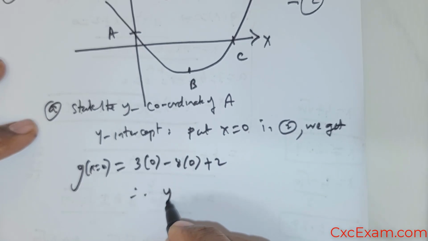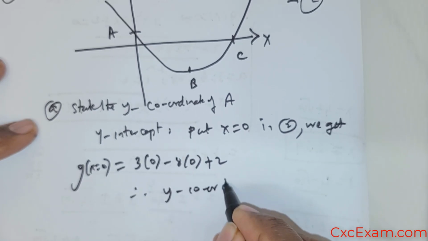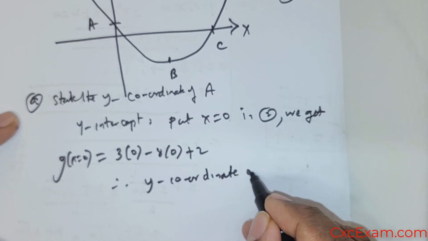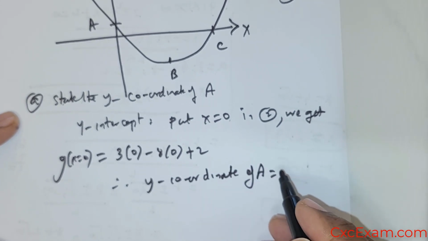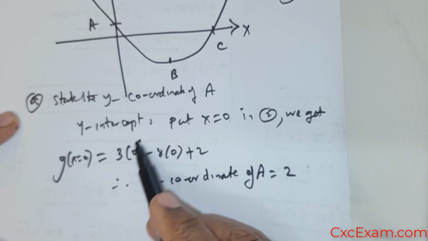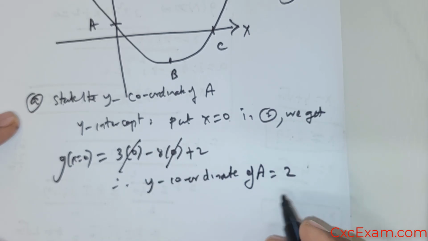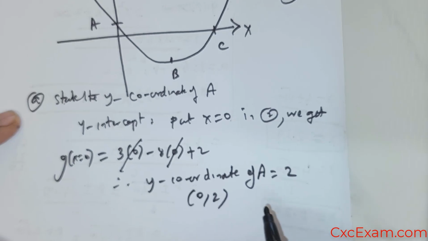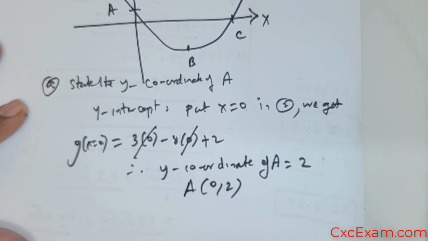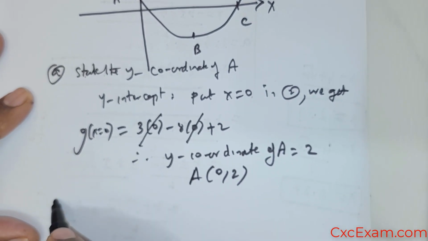So therefore the y coordinate of A is what? The y coordinate of A is 2, right? This goes to zero, only this remains. So (0, 2) will be the coordinate of A. So that's the first part.